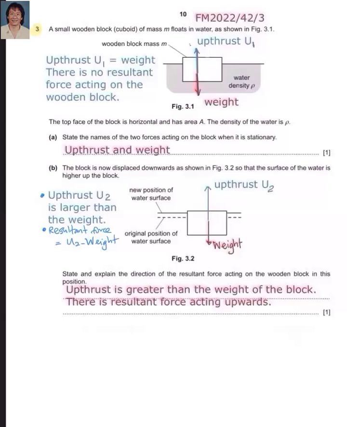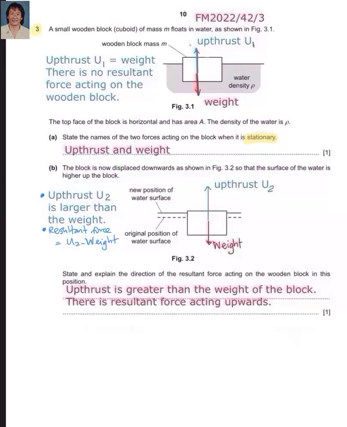And the weight of the wooden block is equal to the mass of the wooden block times g, which is your acceleration due to gravity. Since the block is stationary, it means that your resultant force, U1 minus your weight, is equal to 0. There's no resultant force acting on the wooden block since the block is stationary.